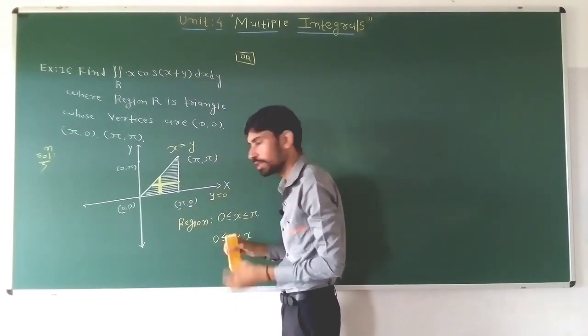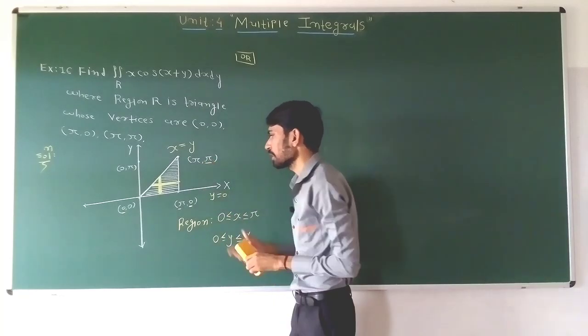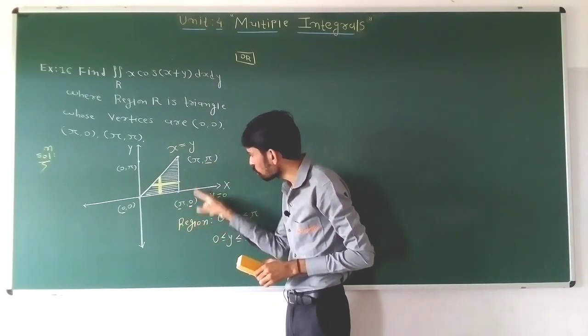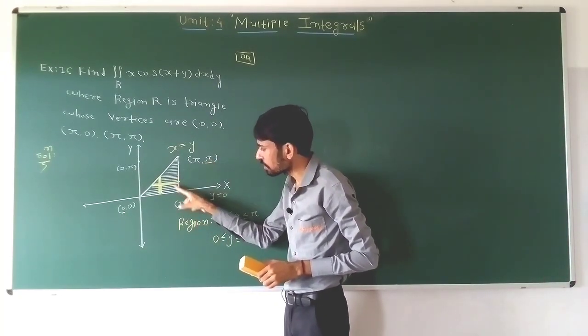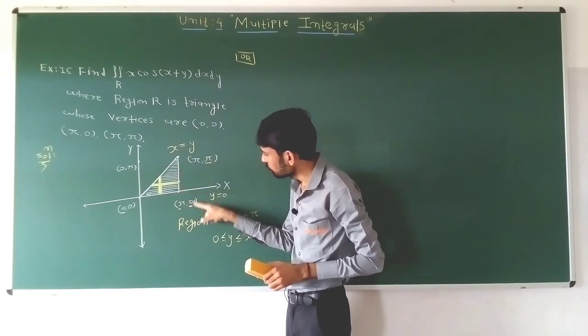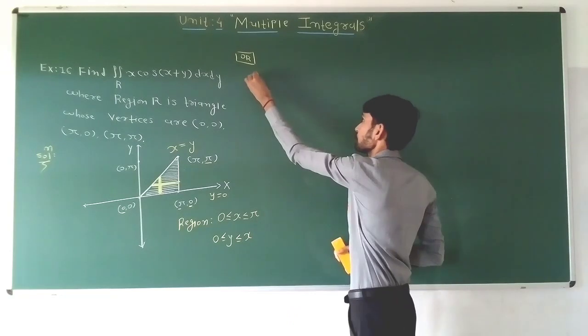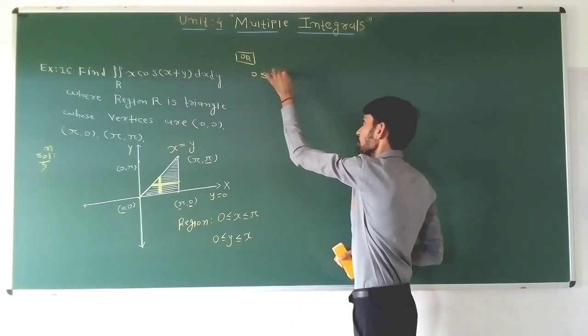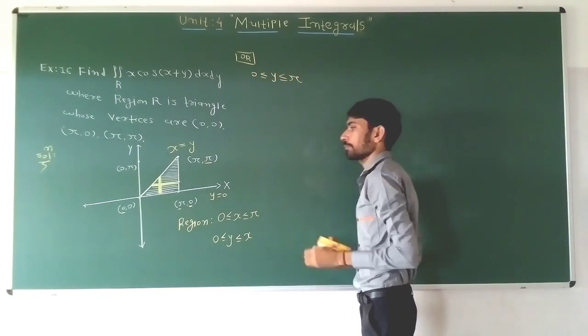Here the region covered on the y axis is 0 to pi, because if we run this horizontal strip in our region, then the region covered on the y axis is 0 to pi. So the limit of y is 0 less than or equal to y less than or equal to pi.